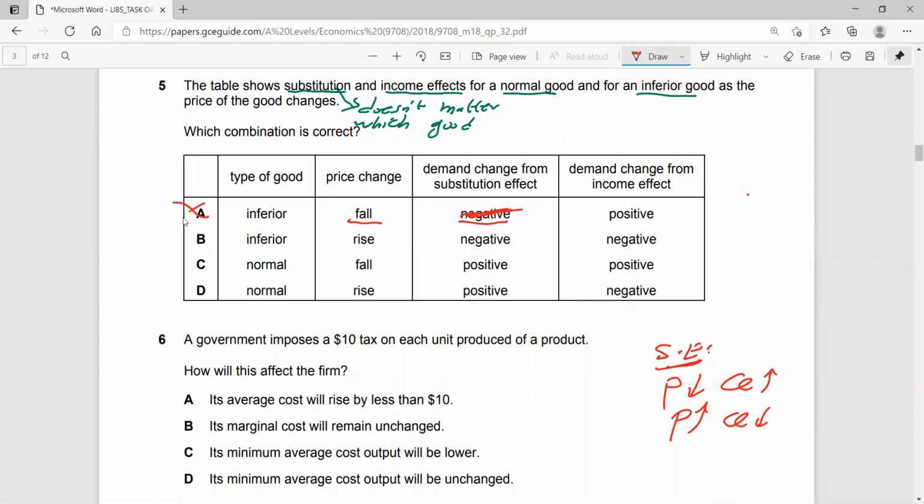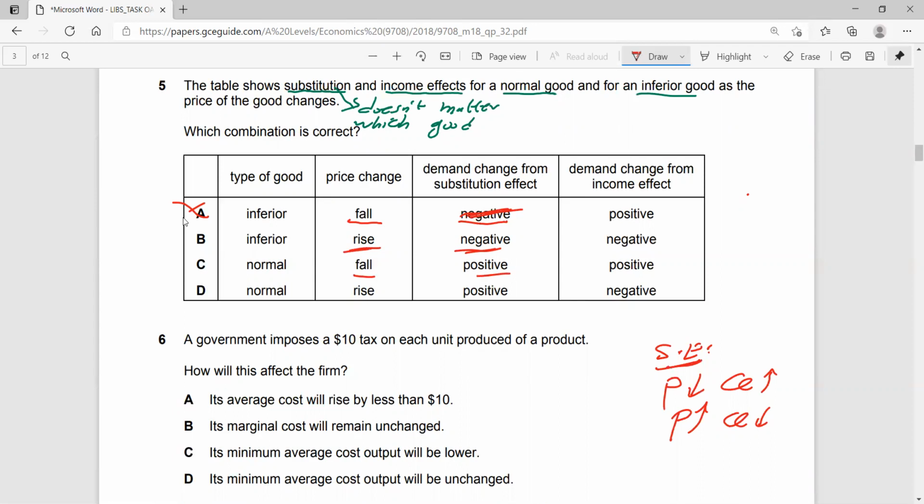So A is automatically just out of question. If the price change is an increase, then the demand should fall by the substitution effect. So this is fine. If the price change, again, we're ignoring this column for now. If the price change is a fall, then the demand should rise. Again, the inverse relationship. So this is also fine.